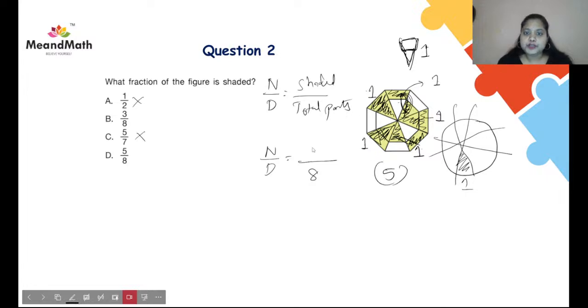Which is the numerator. So which is the option? Option D. Option D is the answer for this question.